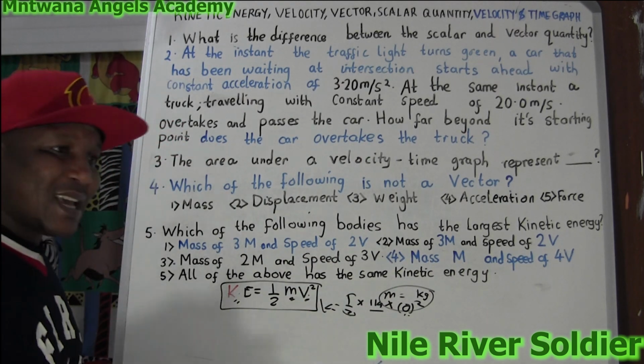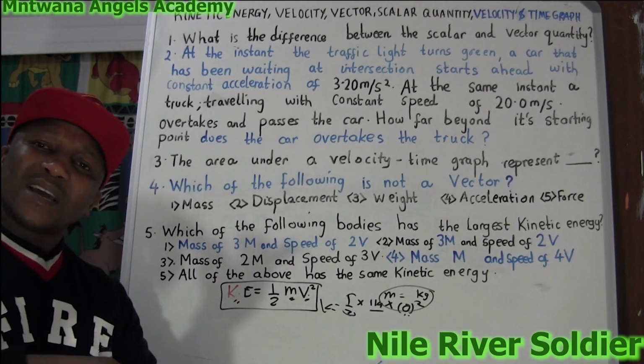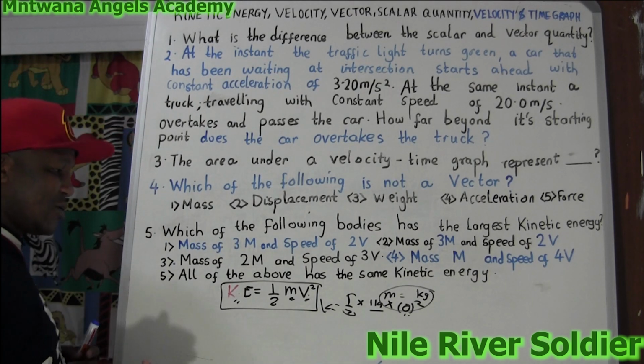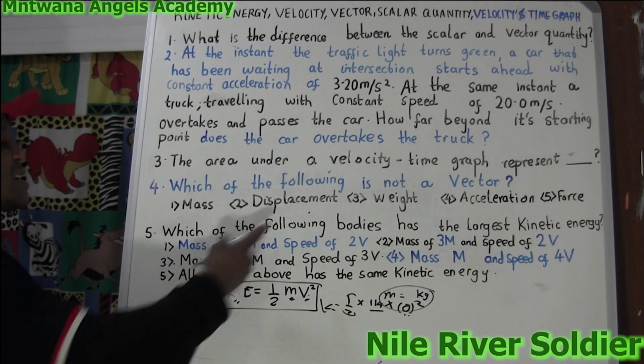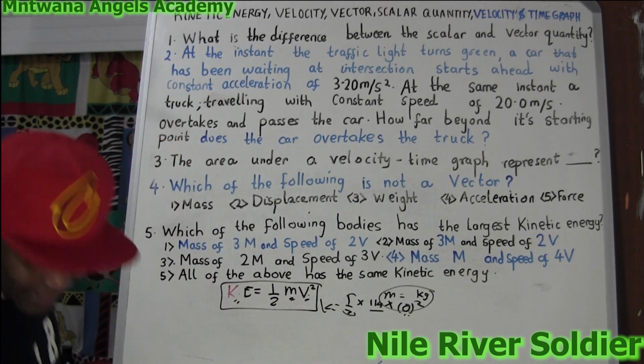So for you to have kinetic energy, you need two things: the object must be moving and the object must have a mass. Otherwise, no kinetic energy. So now let's come to this question. You need to have a mass and a velocity to find the kinetic energy.